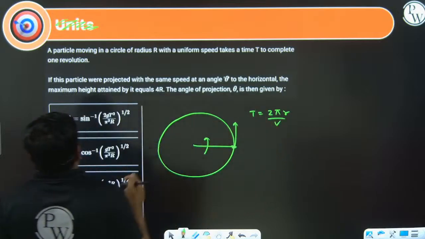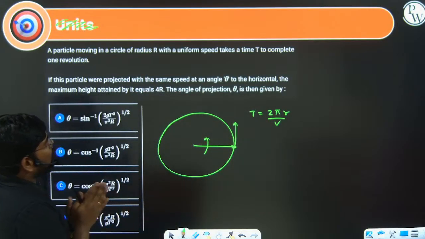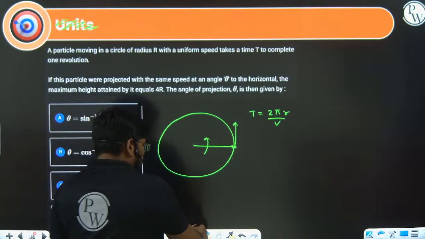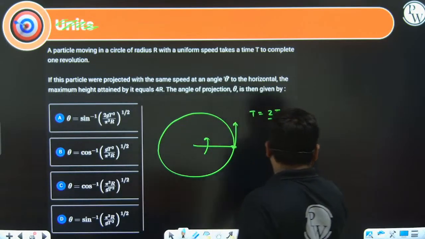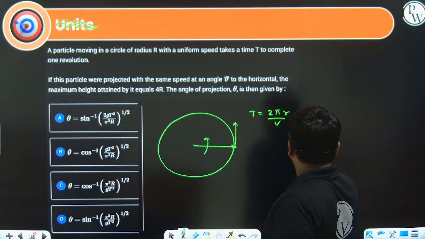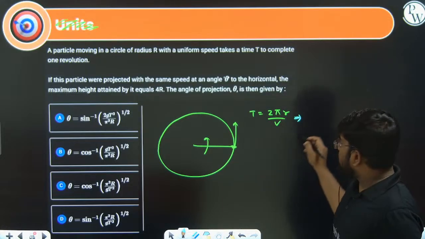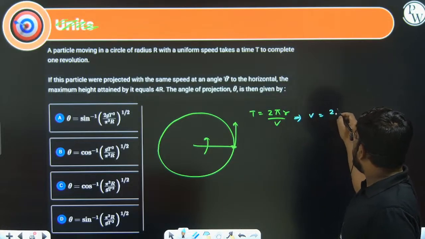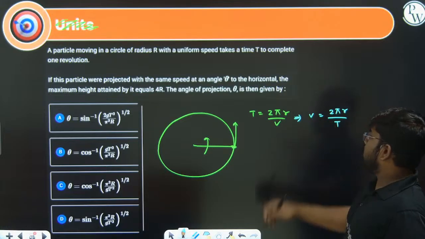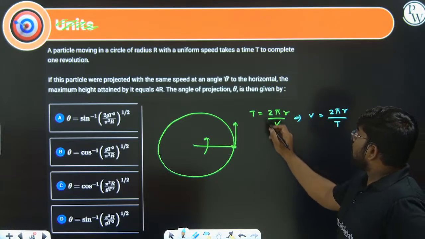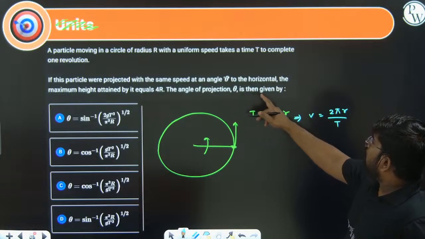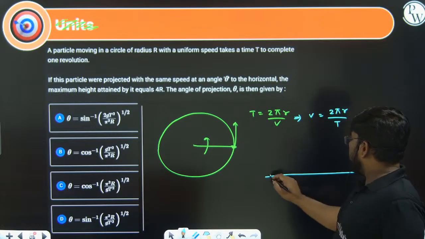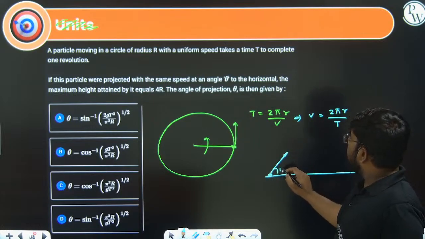So okay, fine. If this particle were projected with the same speed at an angle, a little bit makes your concepts clear. Now actually we should get a speed from here. What will the speed be? V is equal to 2 pi r by t. So now we are projecting at an angle theta. The same particle is projected at an angle theta with the horizontal.